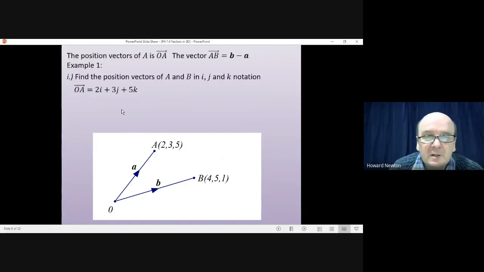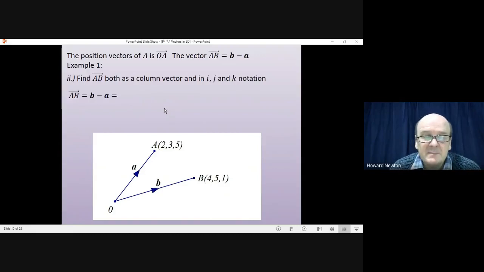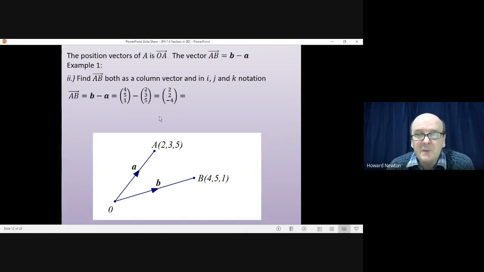Okay, let's have a look. So first of all, the position vector of A, OA, that's just 2i plus 3j plus 5k. You take the numbers from the coordinates and just change it into a vector. And similarly for the position vector of B, OB, you just take the numbers from the coordinates, and that gives you the position vector of B, 4i plus 5j plus 1k. And then the vector AB is equal to the position vector of B, take away the position vector of A, which is 4, 5, 1, take away 2, 3, 5. So the vector AB is equal to 2, 2, minus 4 as a column vector, or 2i plus 2j minus 4k in i, j and k notation.